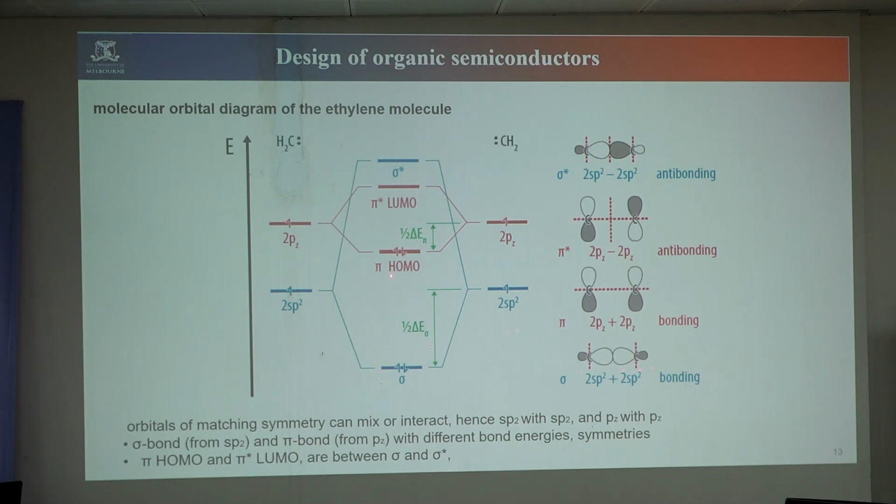Now you can understand that if I say HOMO, you should imagine bonding, and the LUMO level is similar to antibonding. Bonding means the orbitals come together, and antibonding means they are in different directions.